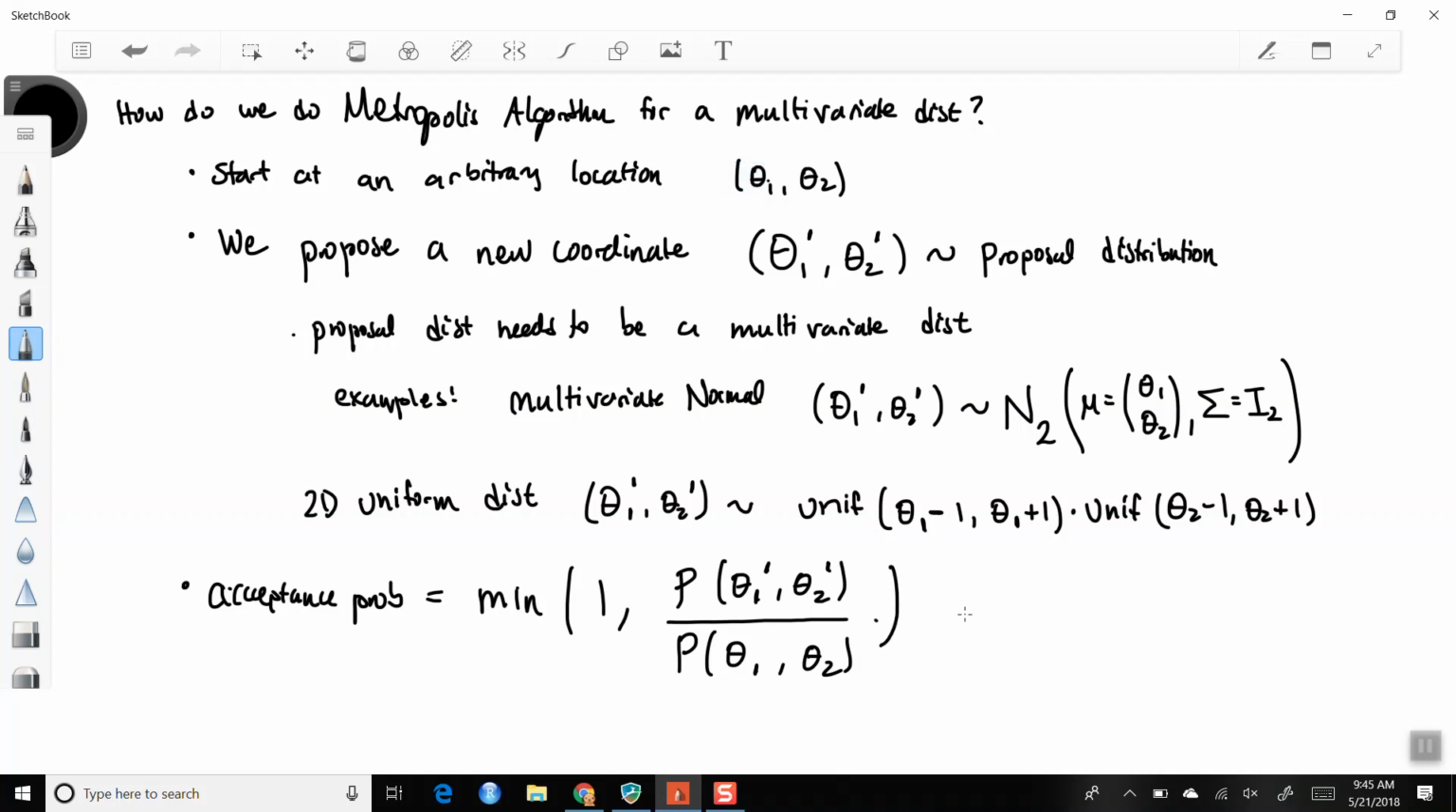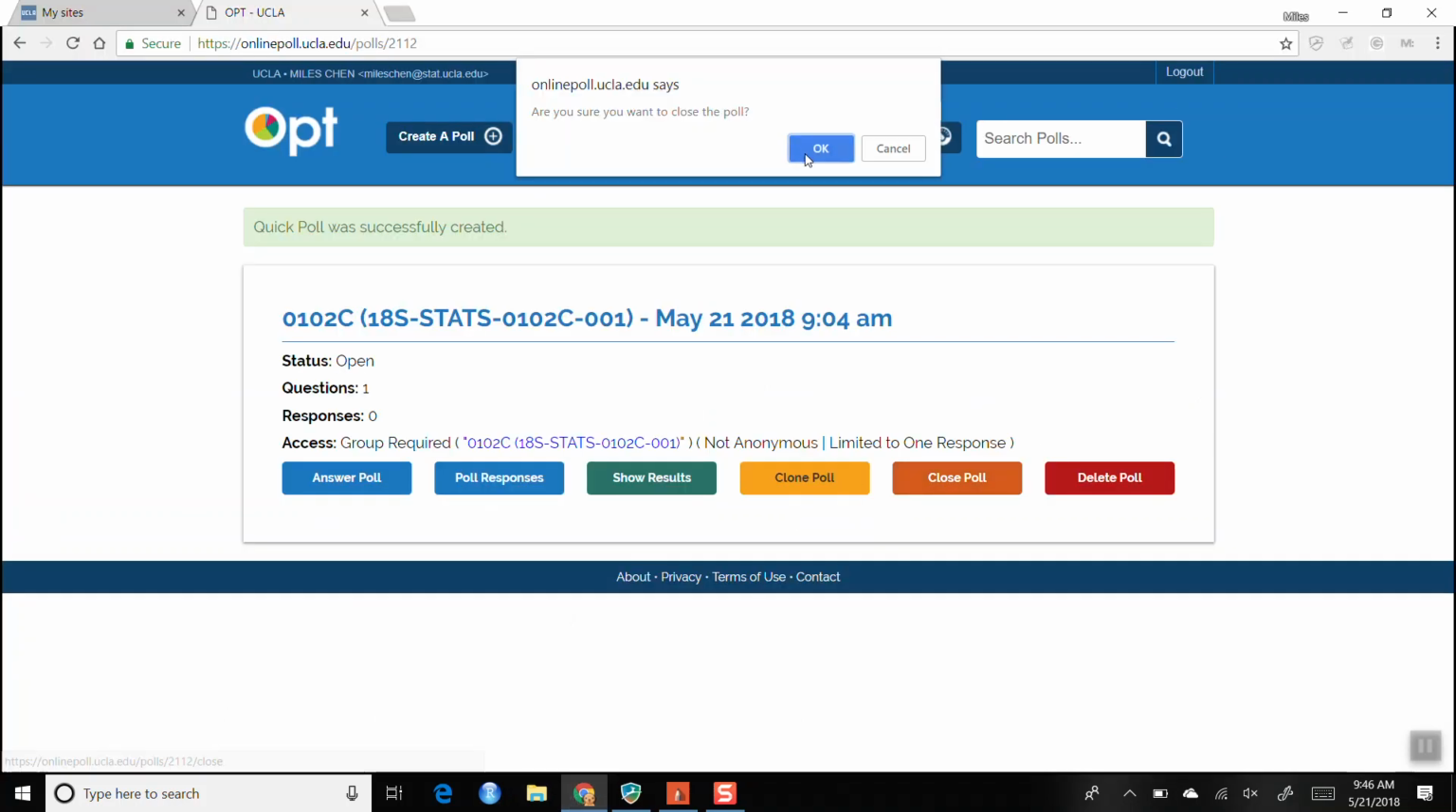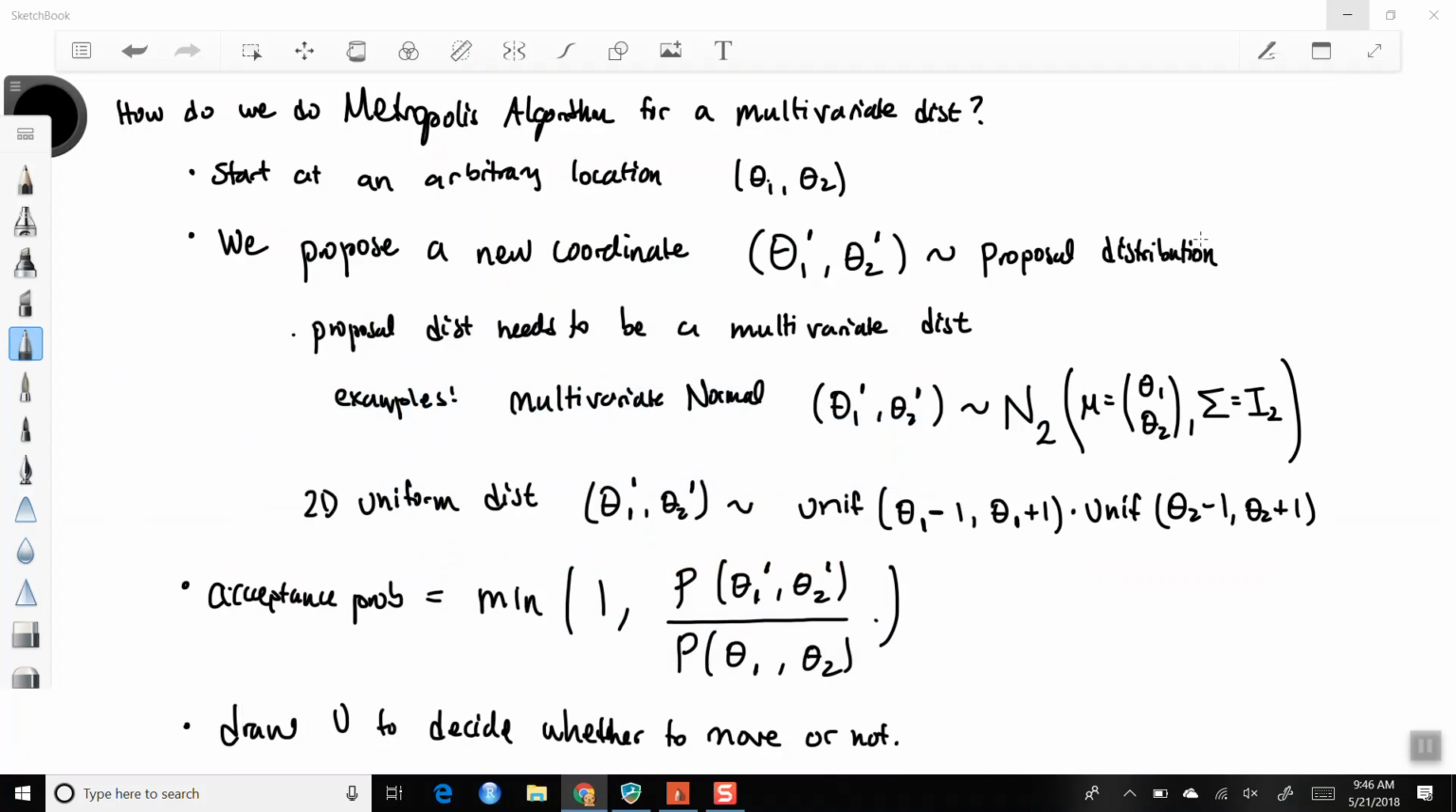Okay, so you accept this, and then what? You draw a random uniform to decide whether you accept or not, and then you move or not, right? So you draw U to decide whether to move or not. Okay, and that's it. That's the Metropolis algorithm. So this doesn't seem like a big deal, right? This seems like, oh yeah, this works.